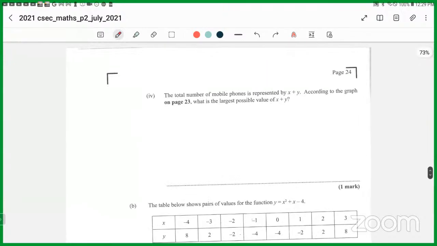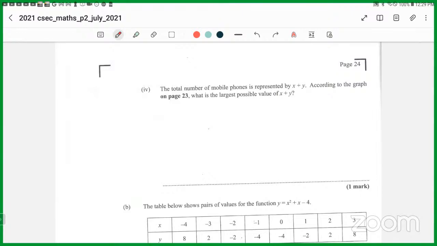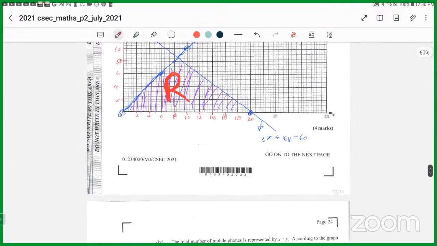Down here now, it says the total number of mobile phones is x plus y, naturally, right? Total number of phones is x plus y. It says, according to the graph, what is the largest possible value of x plus y? Which vertex the sum of x plus y is going to be the largest? That's what you want to find out.